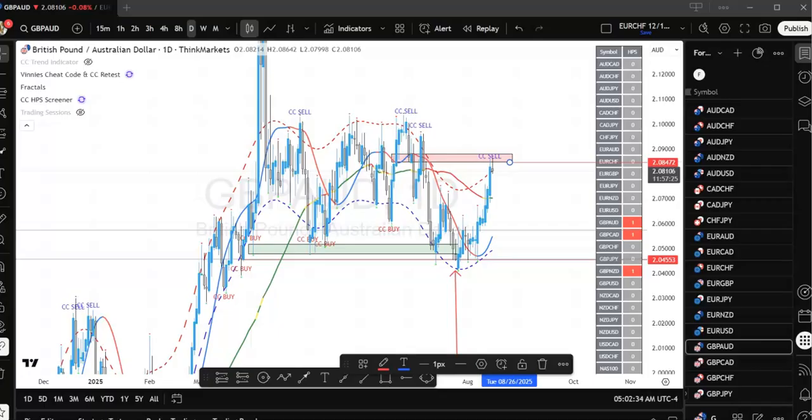In the next video I'll show how I take these trades on my MT4, MT5 using stochastic and RSI as my entry.